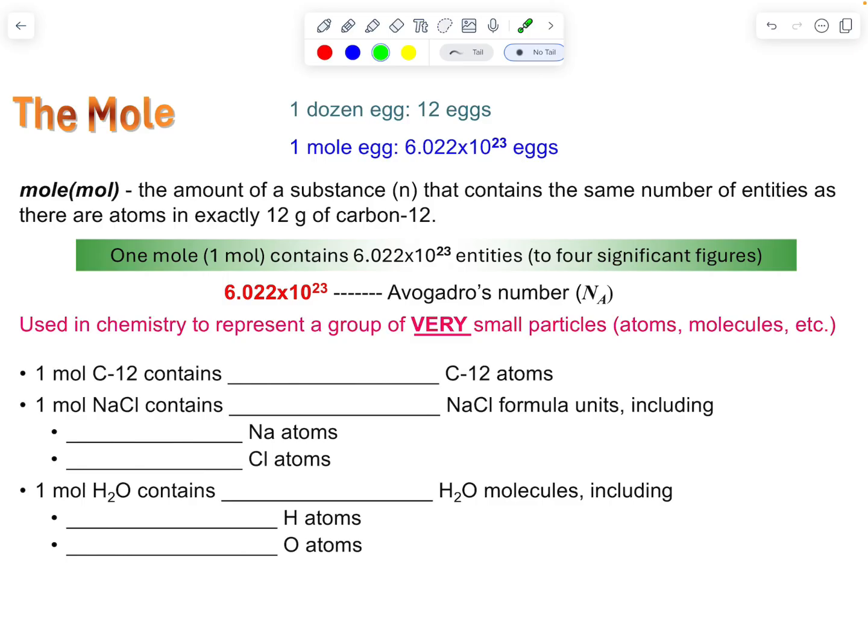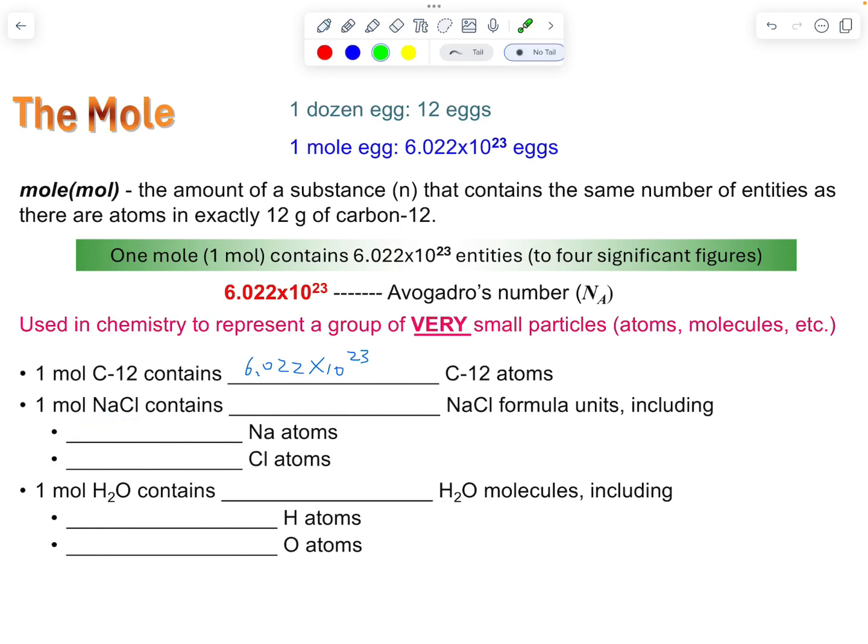It is also the SI unit, the International Standard Unit, to describe the amount of substance. Usually we use n to describe the amount of substance. So that being said, 1 mole of carbon-12 contains 6.022 times 10 to the 23rd carbon-12 atoms.